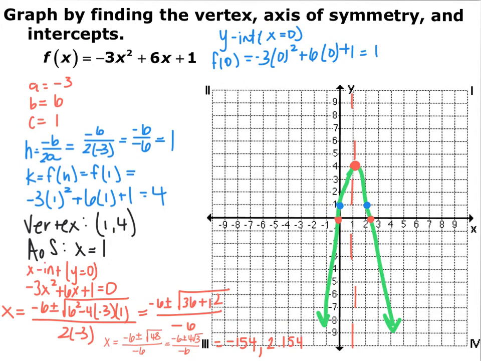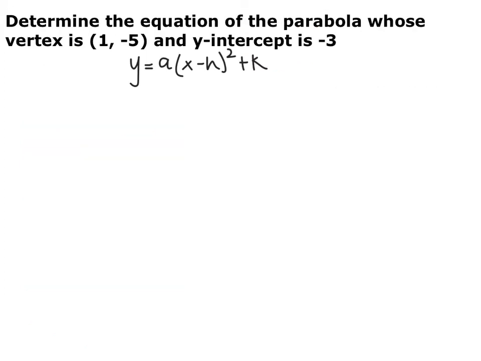and have a maximum. In this one, we're given some information and we want to find the equation. We're given a vertex of (1, negative 5) and a y-intercept of negative 3. Whenever we're given a vertex, the easiest form to use is the vertex or transformation form of the parabola. So go ahead and pause the video and fill in what you know.